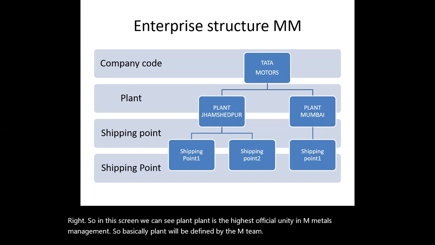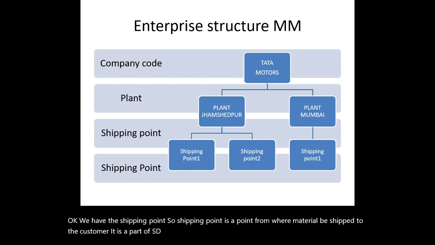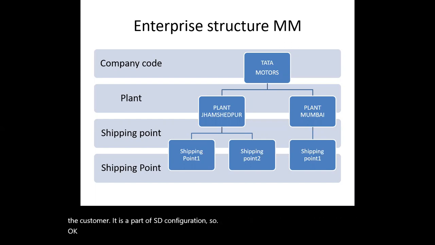Okay, we have the shipping point. So shipping point is a point from where material will be shipped to the customer. It is a part of the SD configuration again. Plant is the highest organizational unit in the MM module. All the manufacturing or procurement related things will be updated on the plant level, basically, right? So here, we can have multiple shipping points in one plant.